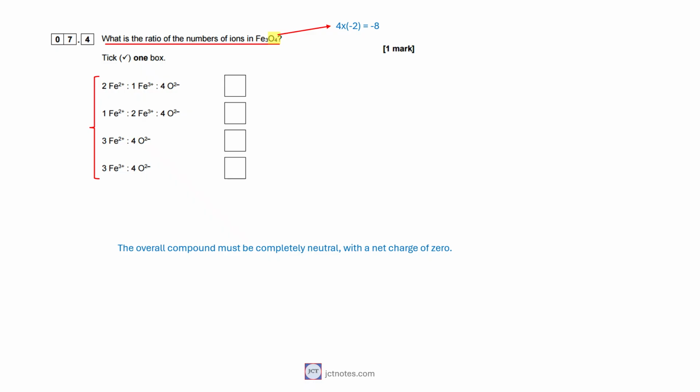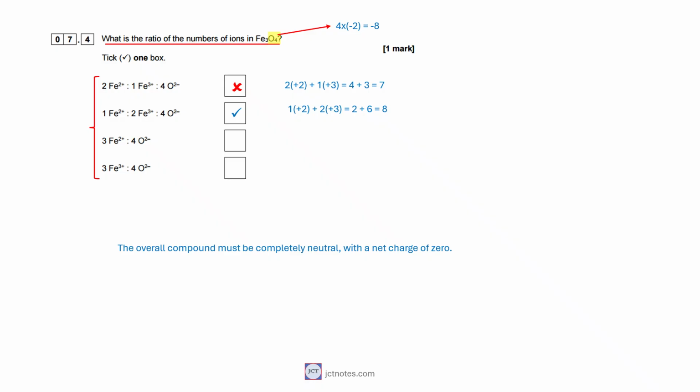Now let's test the possible combinations. If we have 2 Fe2+ ions and 1 Fe3+ ion, the total positive charge is 2 + 2 + 3, which equals +7. That doesn't balance the -8, so it can't be correct. Now try 1 Fe2+ ion and 2 Fe3+ ions. The total positive charge is 2 + 3 + 3, which equals +8. That perfectly balances the -8 from the oxide ions. So the correct ratio is 1 Fe2+, 2 Fe3+, for 4 O2-, which is the second answer.